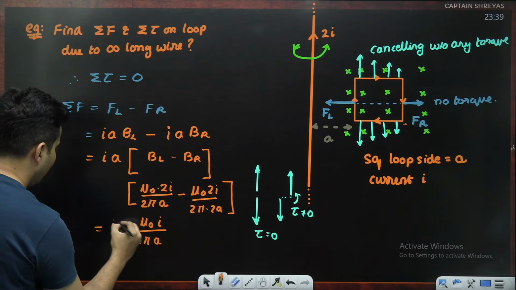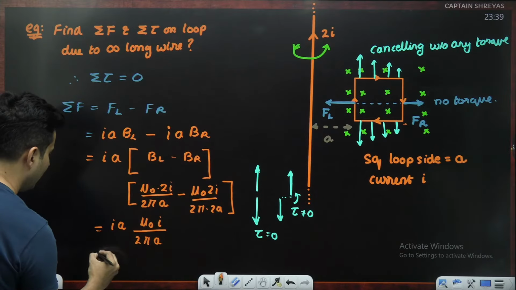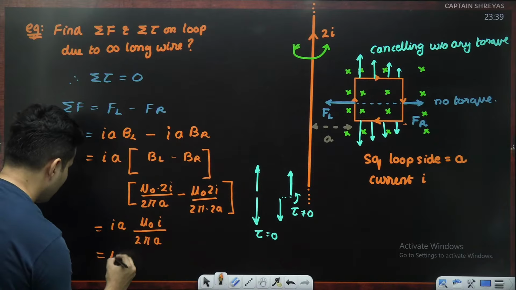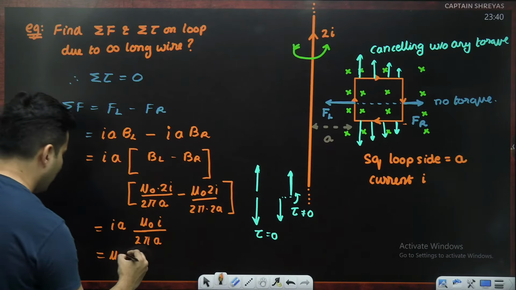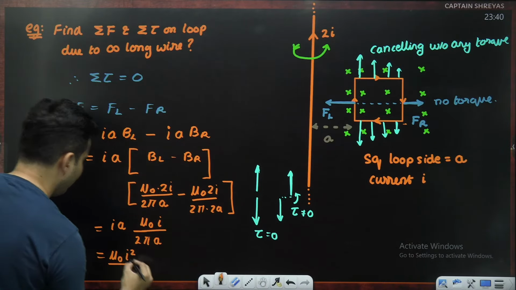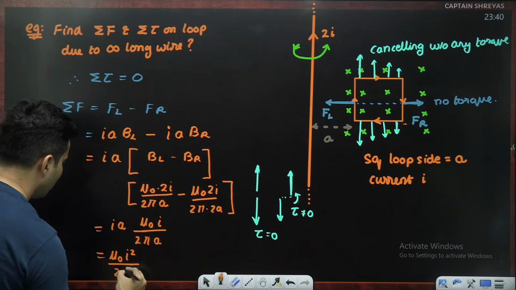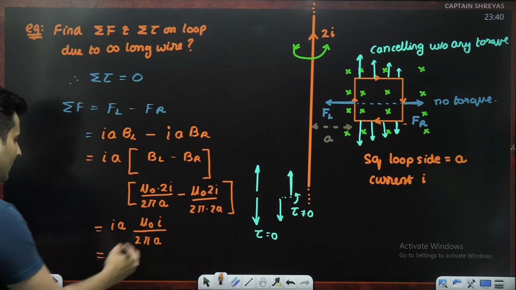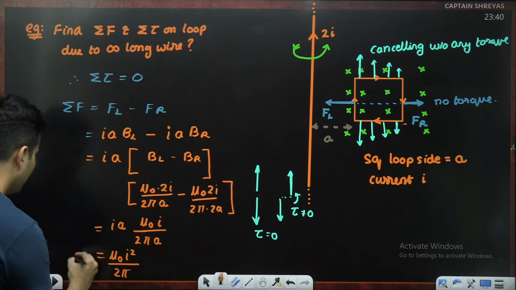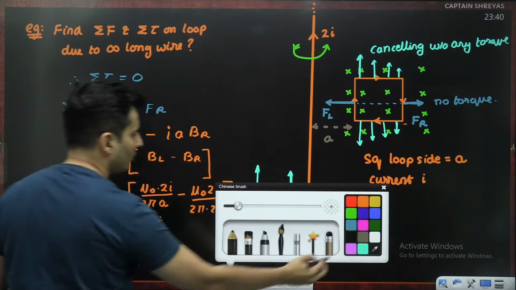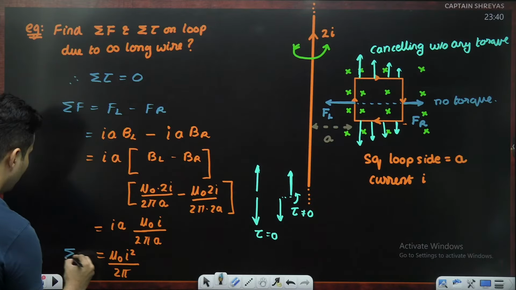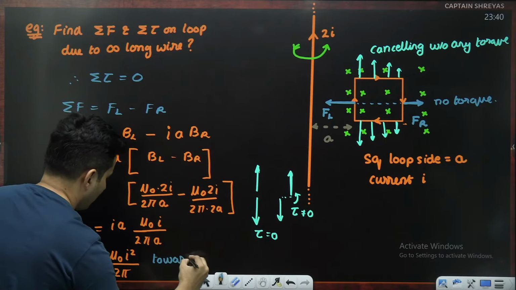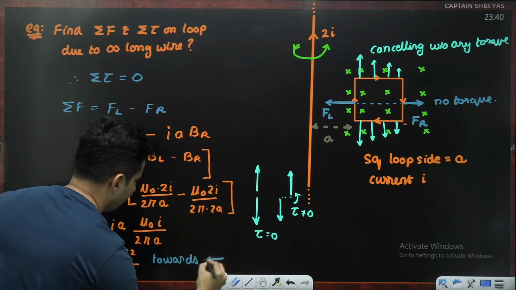And from here I have again IA over here. A and A will cancel. I into I is I square. So mu naught I square divided by 2 pi. A has got cancelled. So that is your net force, guys. And this is towards the left side. That is the answer.